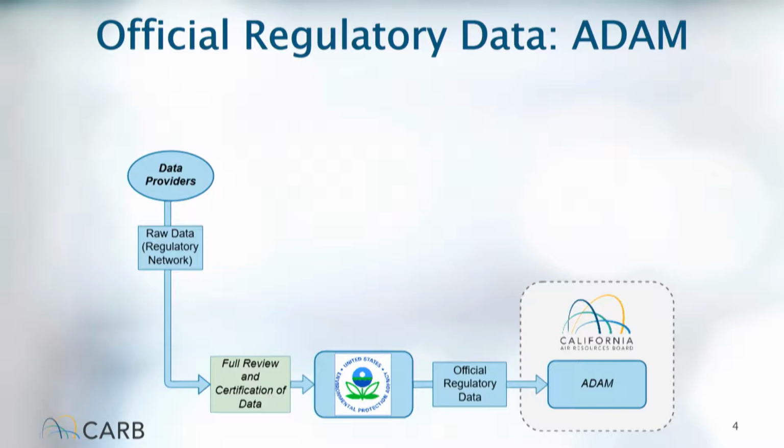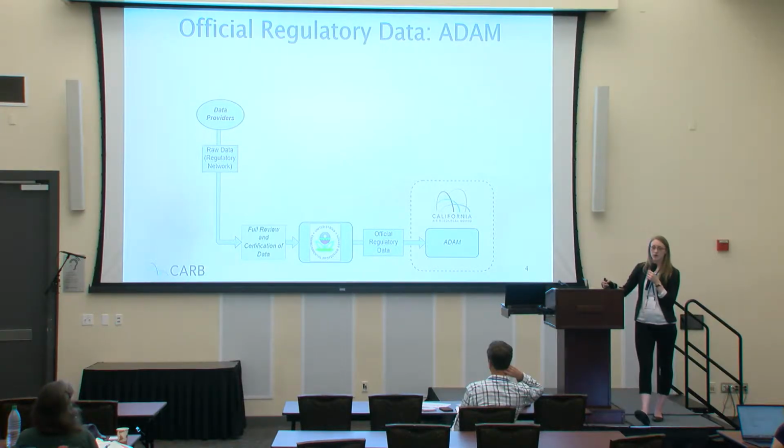So once the data providers have fully reviewed and certified the data, they submit it to the US EPA's Air Quality System. And once it is in that database, it gets the title of being official data. Once the data are in the EPA's database, we then pull the data to our system at CARB, our ATOM database. And then we make it available to the public on our IATM web pages.